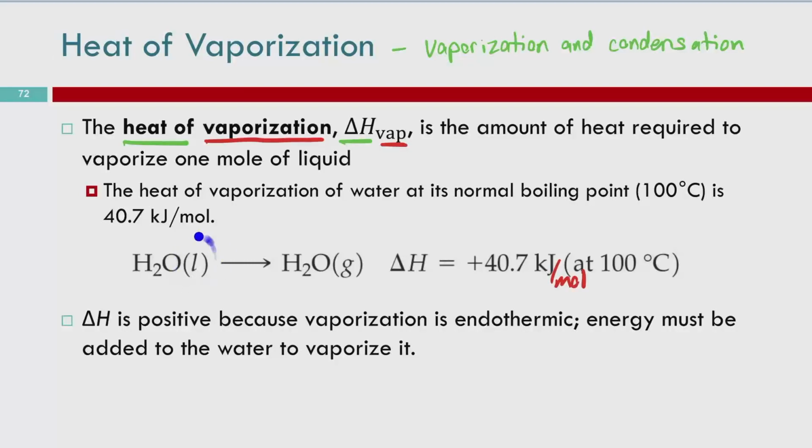We've got our little reaction diagram. We're going from a liquid to a gas. You've got to put in 40.7 kilojoules per mole to turn it from a liquid to a higher energy, higher temperature gas.